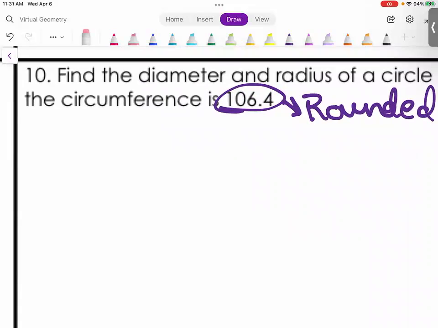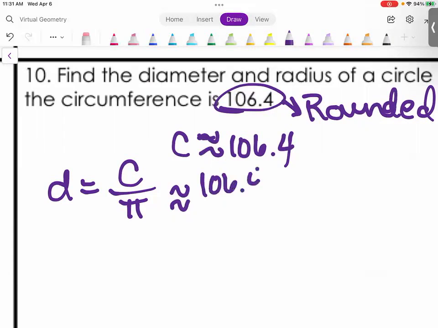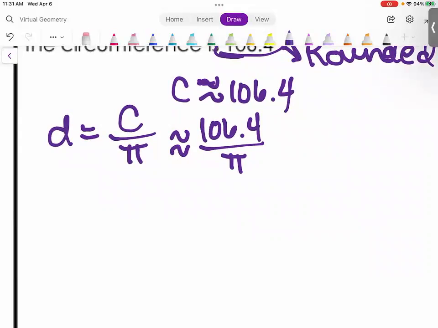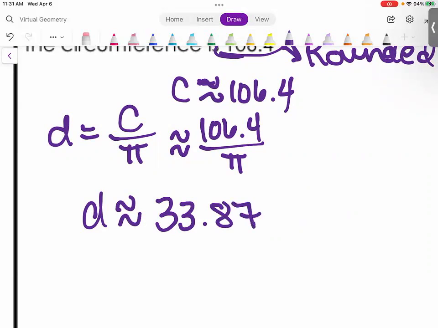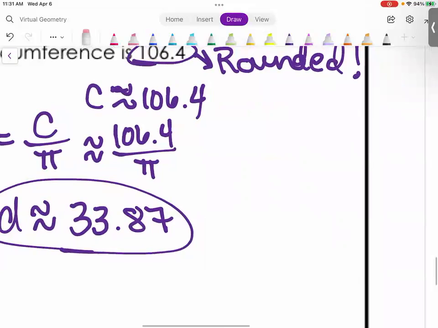So my circumference is about 106.4. So my diameter should be circumference divided by pi. So which is about 106.4 divided by pi. So my diameter is about 33.87. It's about that.